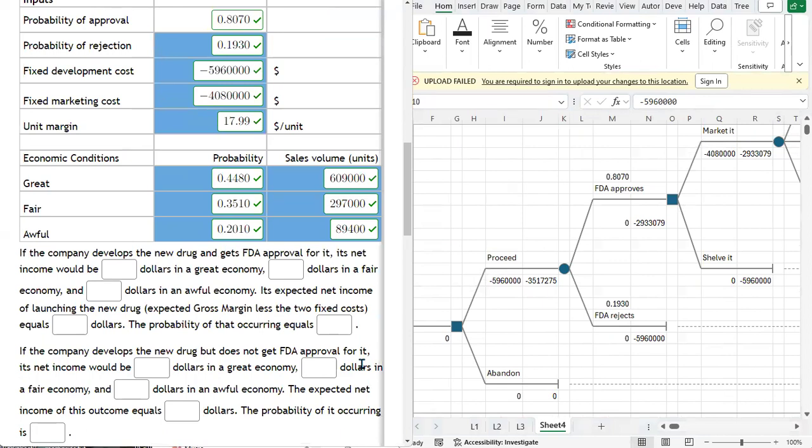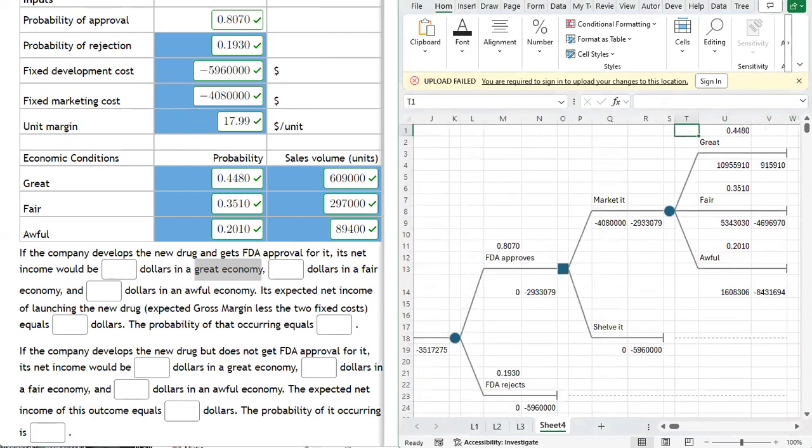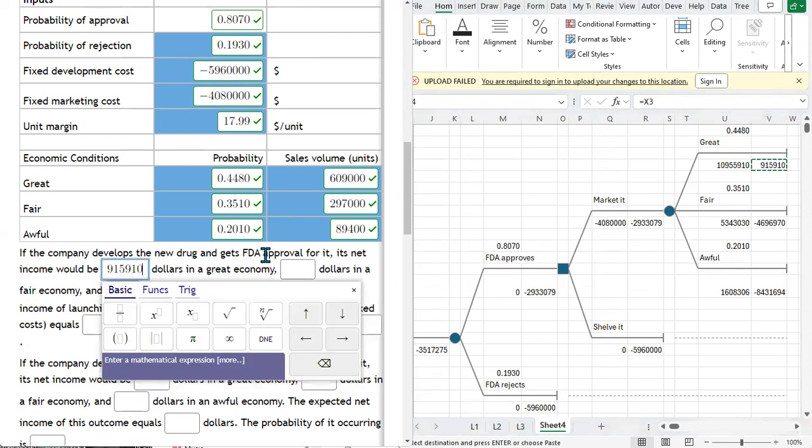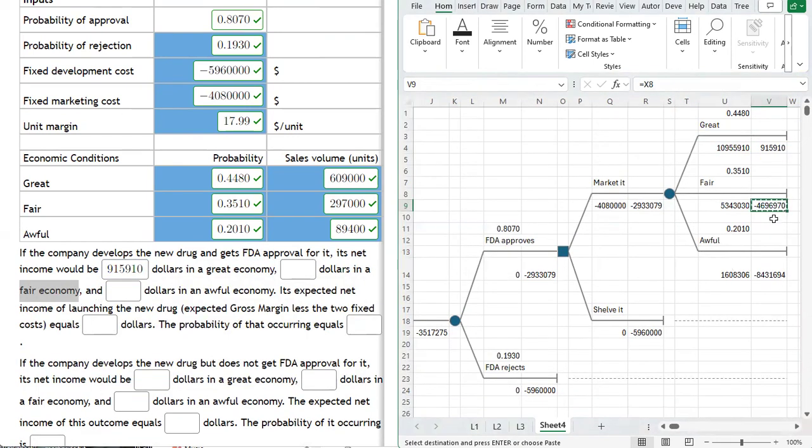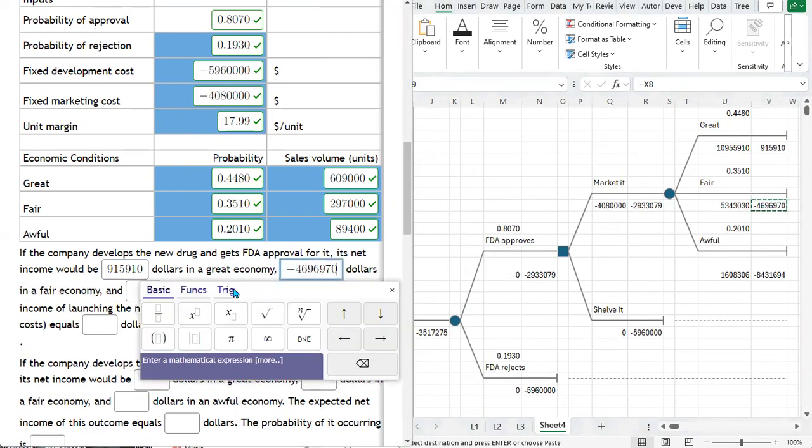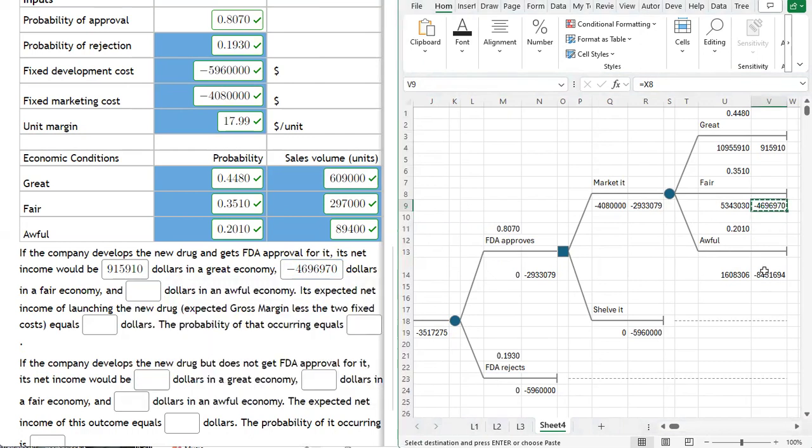We're going to use our tree to answer these questions. If the company develops a new drug and gets FDA approval for it, for a great economy, net income is what? This is the gross margin. That's the net income for a great economy. So let's copy that. Put it here. For a fair economy, it's that value. For an awful economy, it's this value.